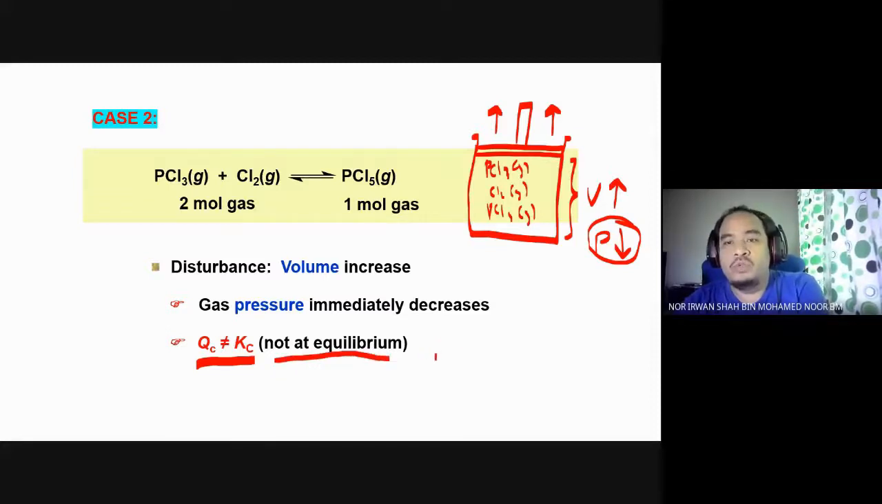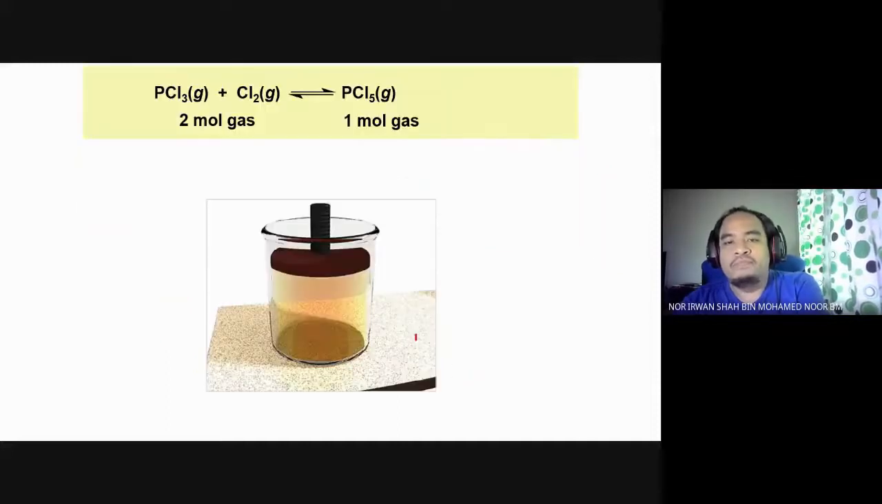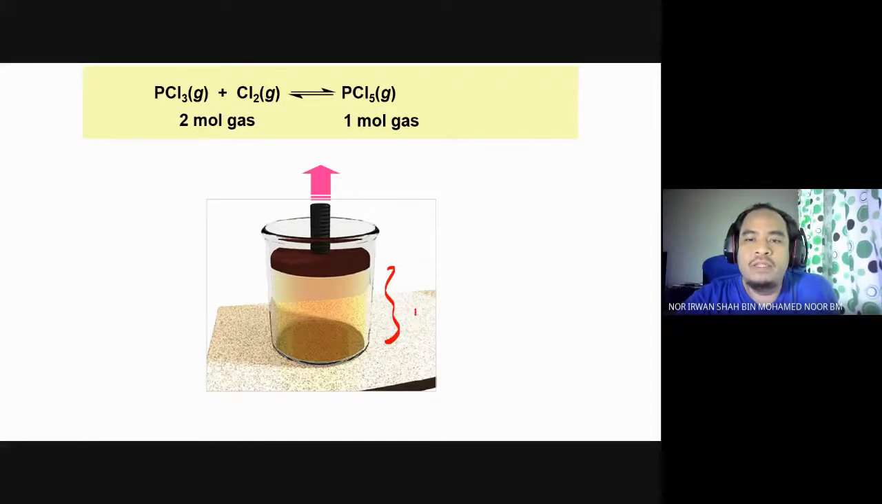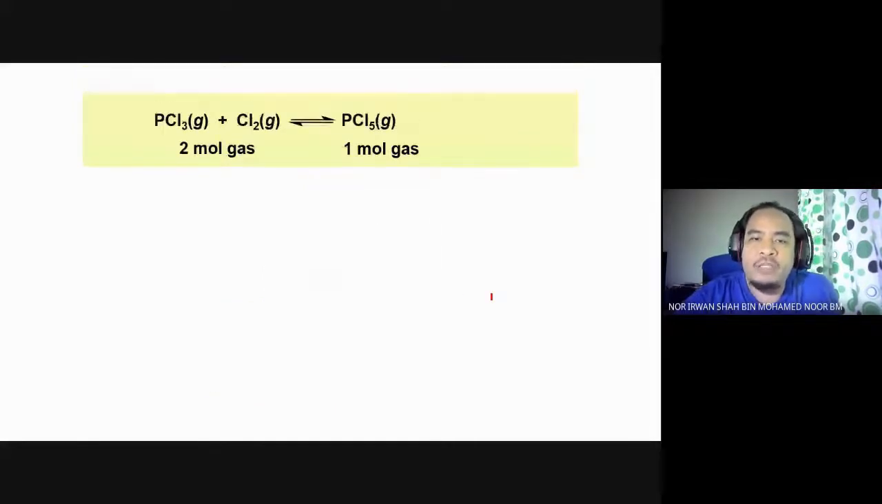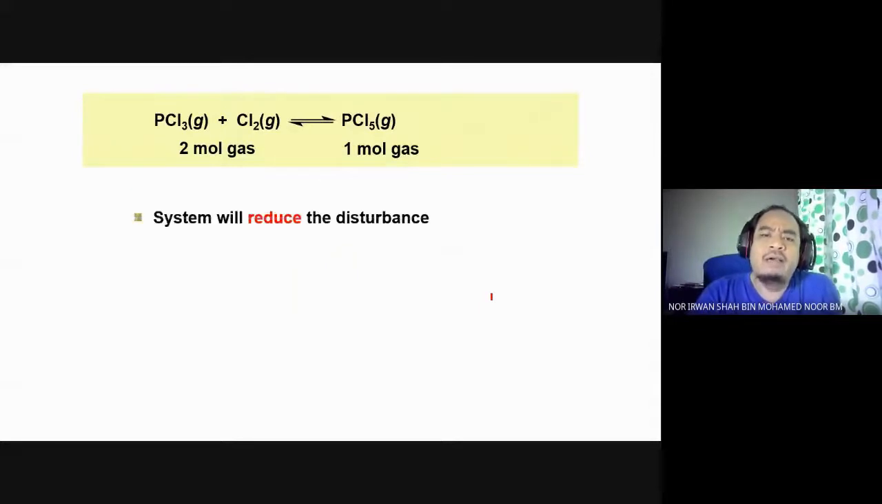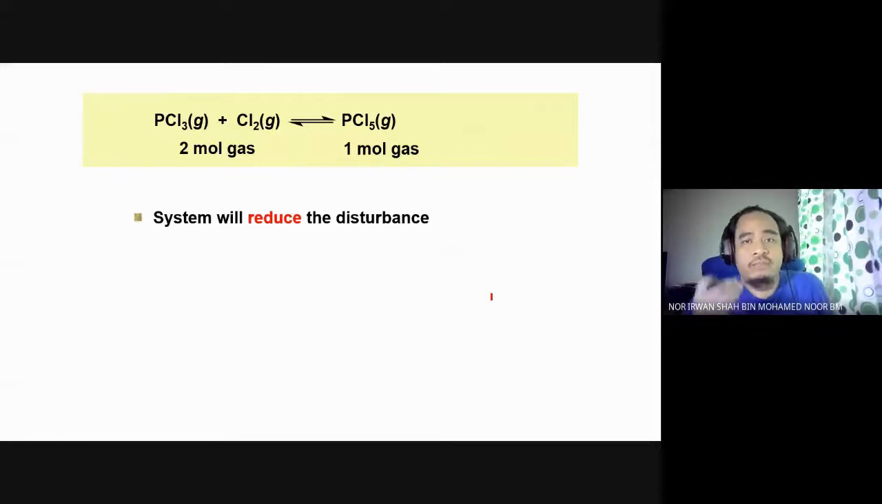And what will the system do? Remember, in this case we pulled the piston up, so volume increases. So the disturbance is increasing volume. When the volume is increased, the pressure decreases. So what will the system do? The system will increase the pressure.